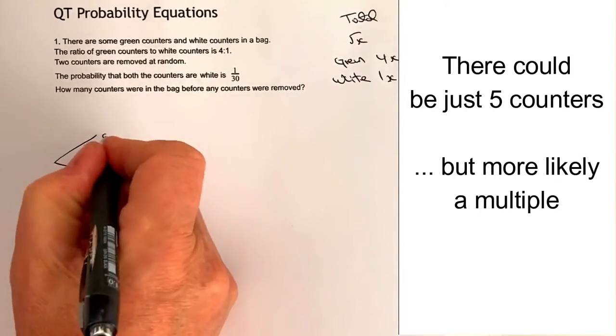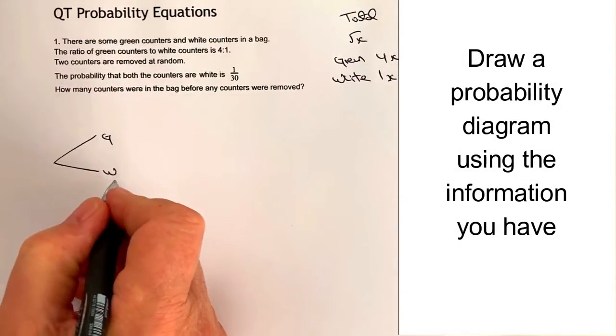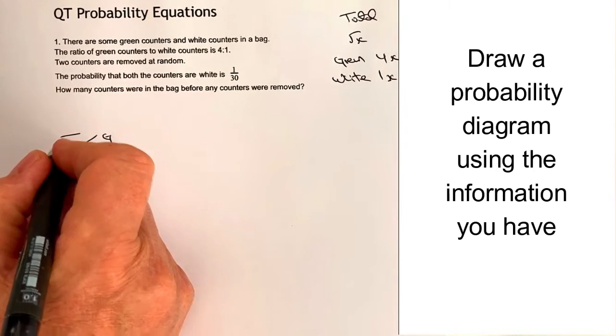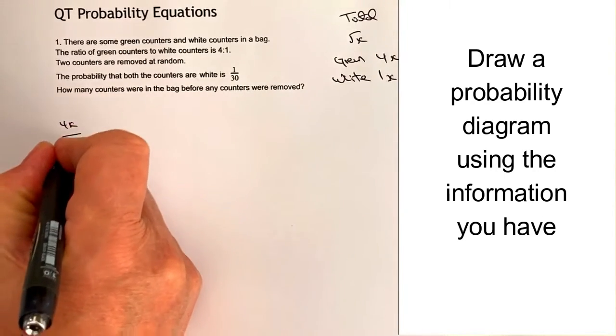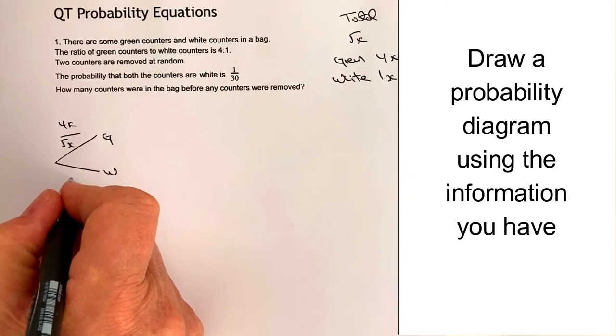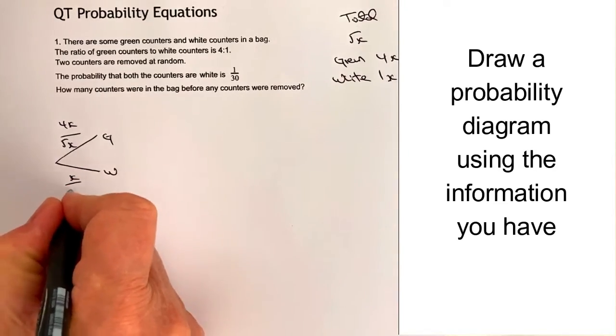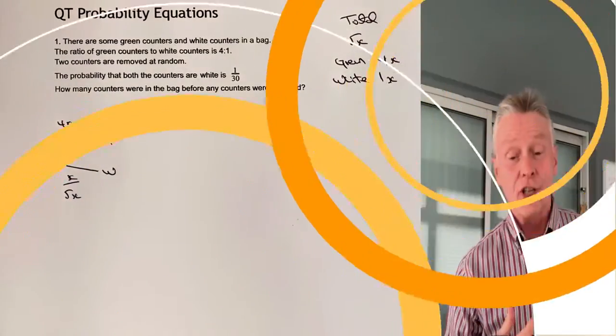It allows me then to draw a probability tree. So what we're saying is the probability of taking a green counter on the first pick would be 4x out of 5x, and white would be x over 5x. Okay, and so far so good.